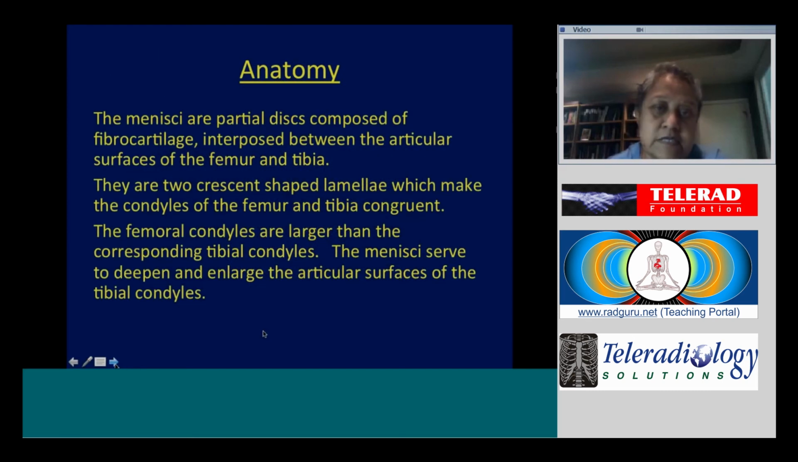The menisci, as you know, are partial discs which are composed of fibrocartilage, and these discs are interposed between the articular surfaces of the femur and tibia. They are crescent-shaped and serve to make the condyles of the femur and tibia congruent. The femoral condyles are larger than the corresponding tibial condyles. They are also rounder, where the tibial condyles are flat. The menisci serve to deepen and enlarge the articular surface of the tibial condyles.